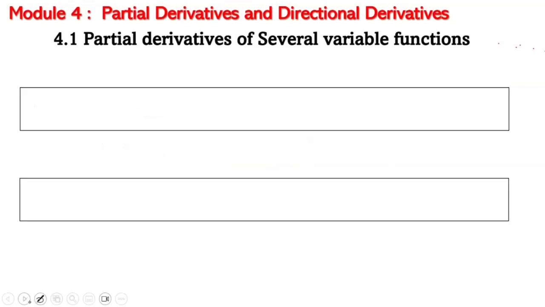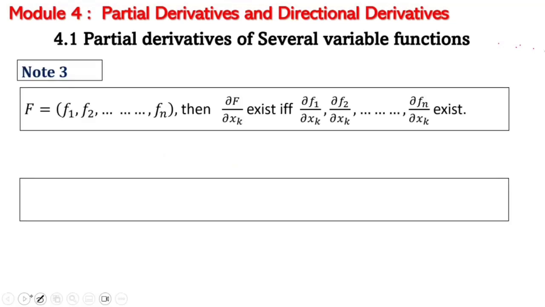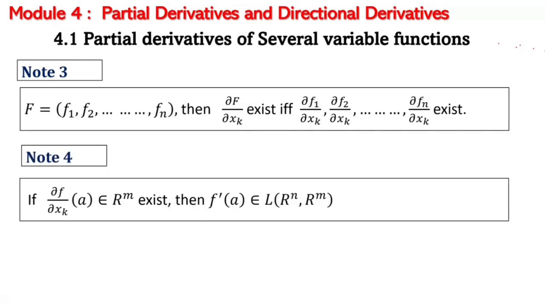Okay, now we have note 3. This says that if the function capital F has component functions f1, f2, fn, then the partial derivative of capital F with respect to xk exists if and only if all of f1, f2, fn have a partial derivative with respect to xk. Note 4 is that if the partial derivative belongs to Rm, then f dash a is linear from Rn to Rm.